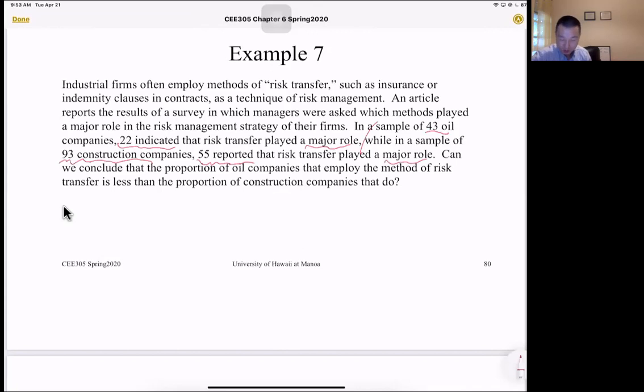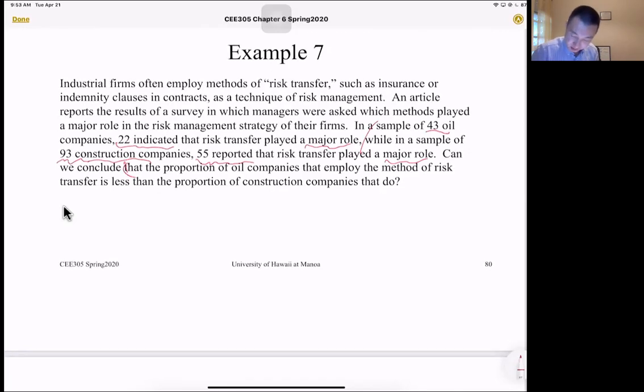So we have two samples, one from oil companies, another from construction companies. So we have two proportions. One is 22 out of 43. The other one is 55 out of 93, saying risk transfer is important. So the question asked is, can we conclude that, and this will be H1, that the proportion of oil companies that employ methods of risk transfer is less than the proportion of construction companies that do?